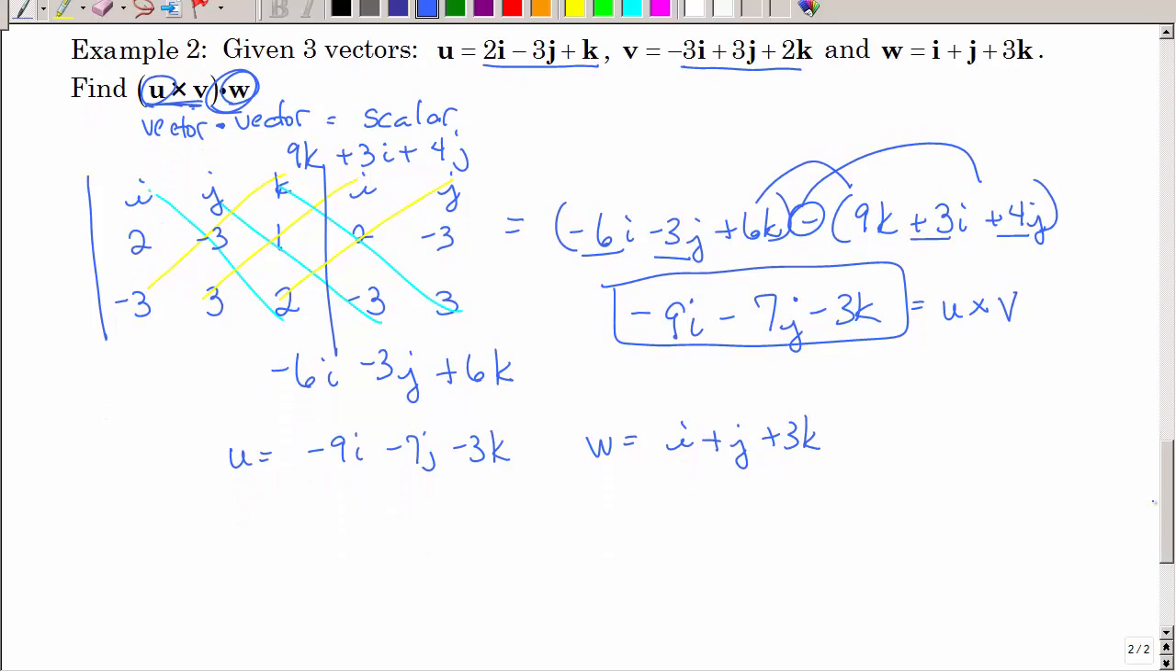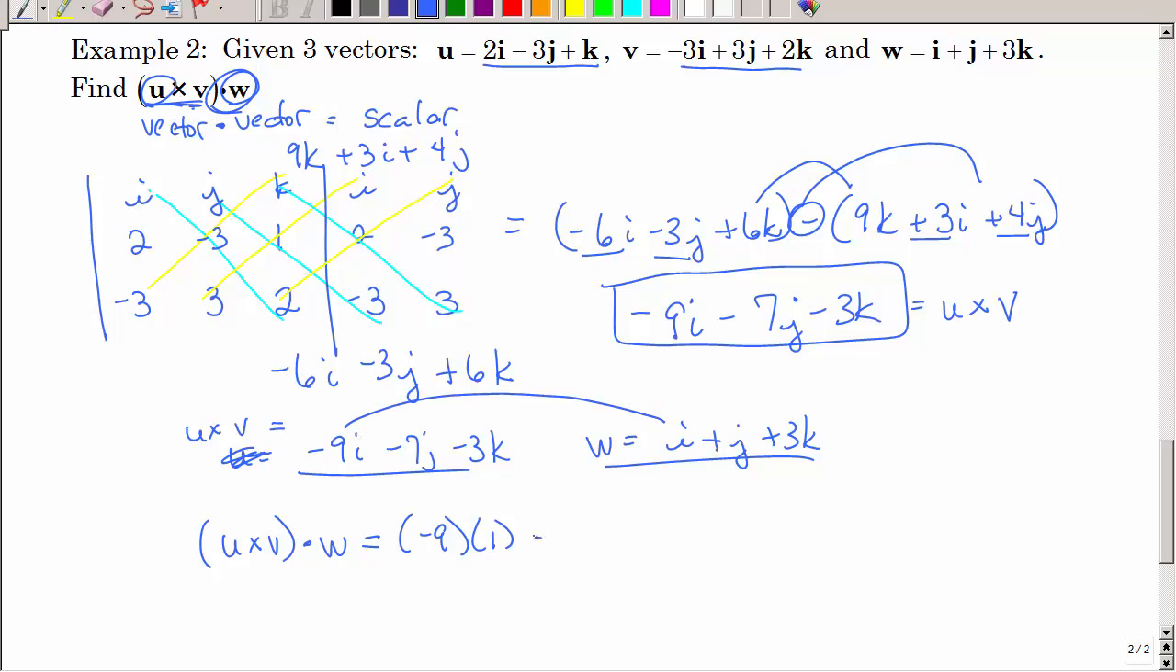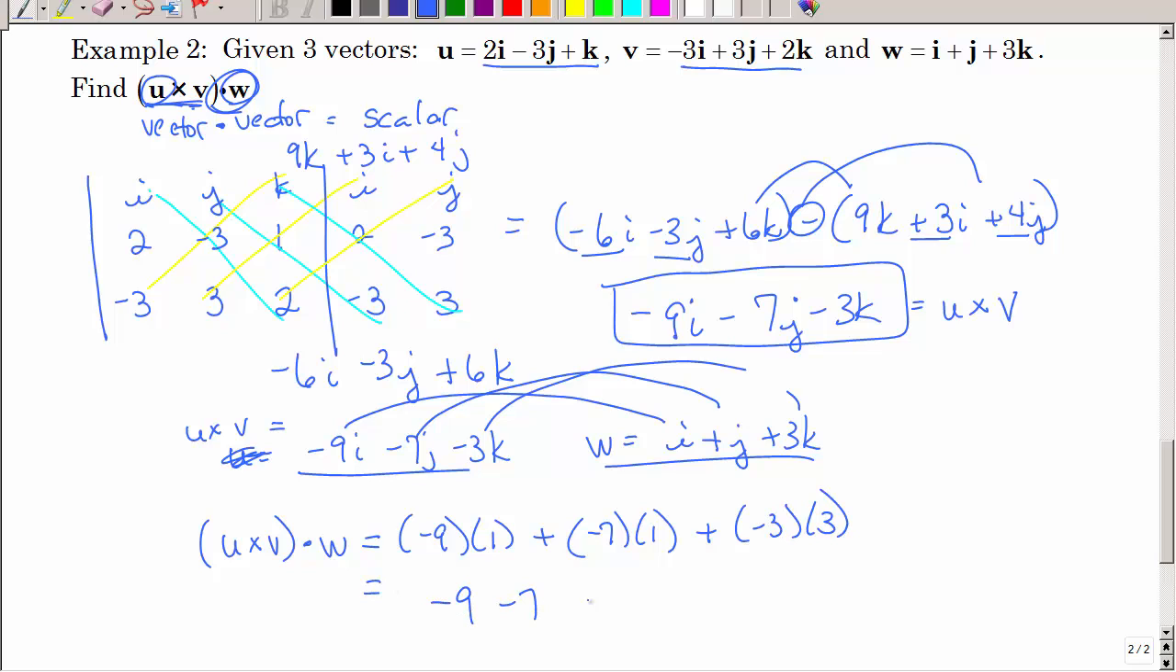Now we have to remember how to find the dot product. And I'm sorry, this is not u, this is u cross v. That's what that equals. So I want to dot those two vectors, u cross v dotted with w, the dot product. Remember, we're going to multiply the i components, and then add the product of the j components, and add the product of the k components. And just adding that together, we get the number -25, which is indeed a scalar because I had a dot product.